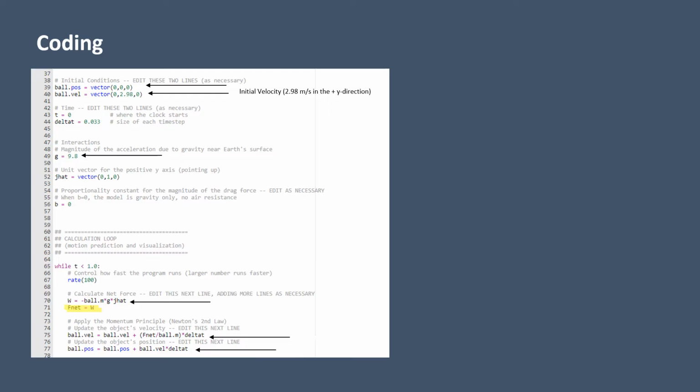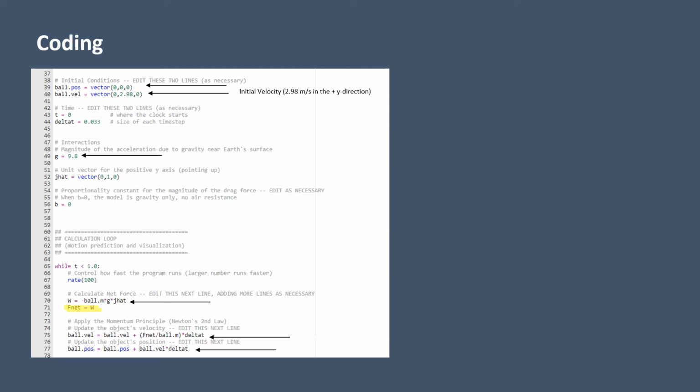And then here we have some of the code. The initial position of the ball is at the origin, so 0, 0, 0. The initial velocity of the ball is 0, 2.98, 0, because I throw the ball with an initial velocity of 2.98 meters per second in the positive y direction. We have g, which is the magnitude of the acceleration due to gravity near the Earth, and that's 9.8.